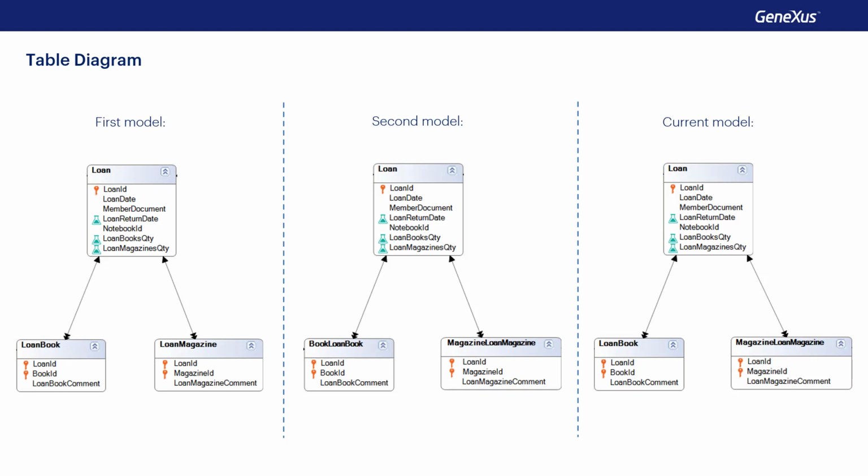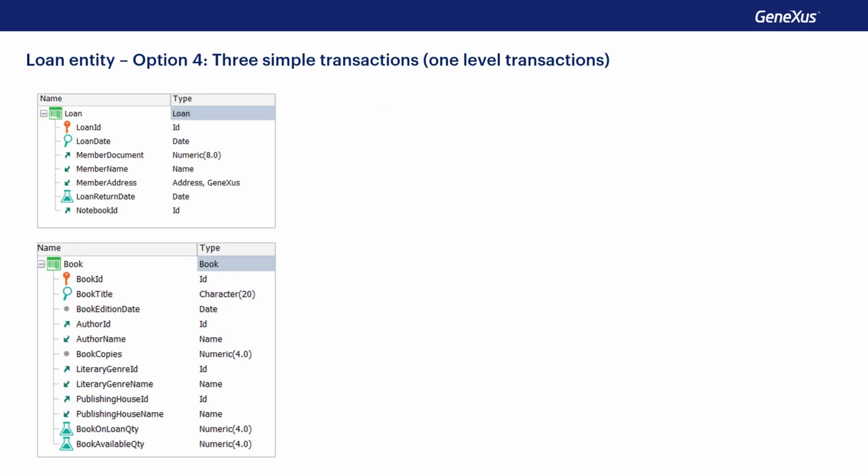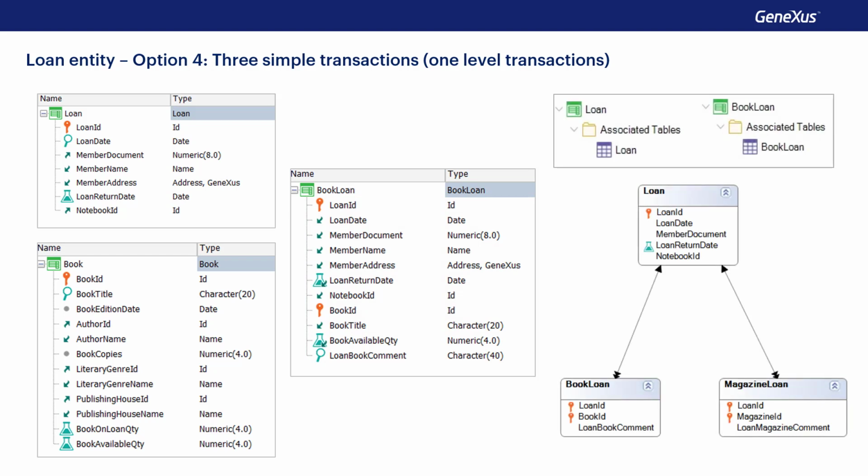If the end user requests simple screens without grids, what can we offer? Remember that there is an end-to-end relationship between the entities loan and book, and also between loan and magazine. We will analyze it for loan and book, and it will be analogous for loan and magazine. Let's consider the following structures. For an end-to-end relationship to exist between them, we need a relationship table with the compound key, loan ID, book ID. We then define the book loan transaction with the primary key made up of loan ID, book ID, and the following structure. Which tables are generated? The same ones we've seen before.